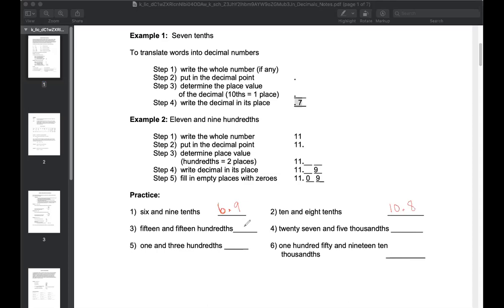And 15 and 15/100. 15 point 15. Yep, 15.15. 27 and 5/1,000. 27 and 5. 5,000. 27.5? 5,000. Where's the 5? Where's the 1,000th place? Yeah, I can't see because of the thing right there. Very good. 27.005.